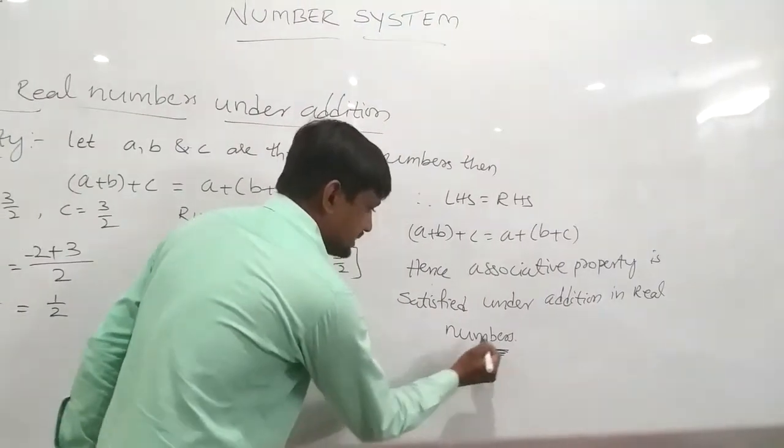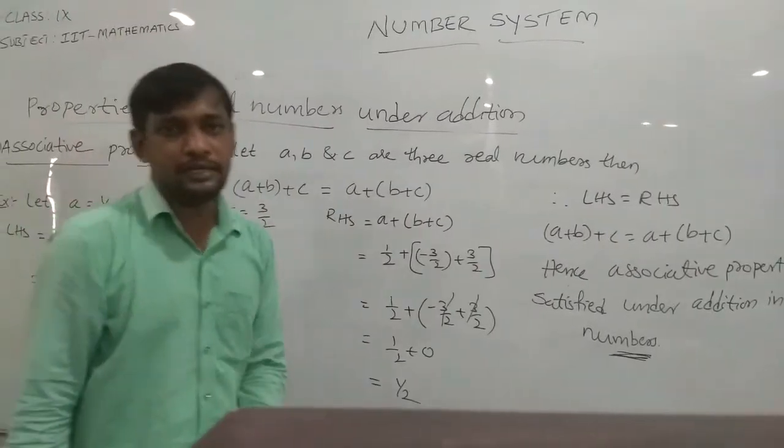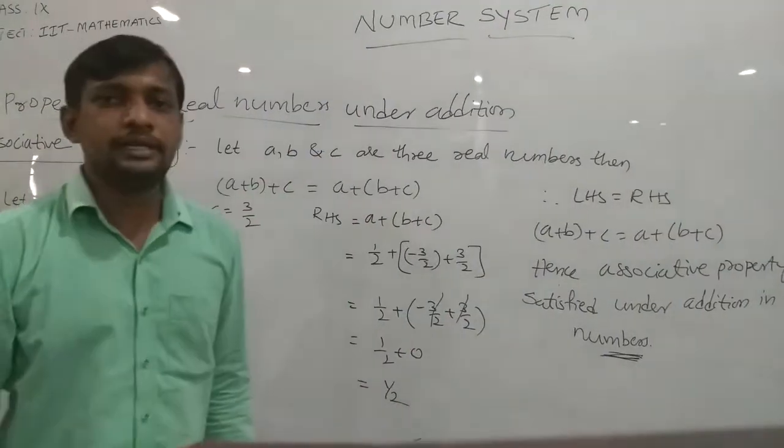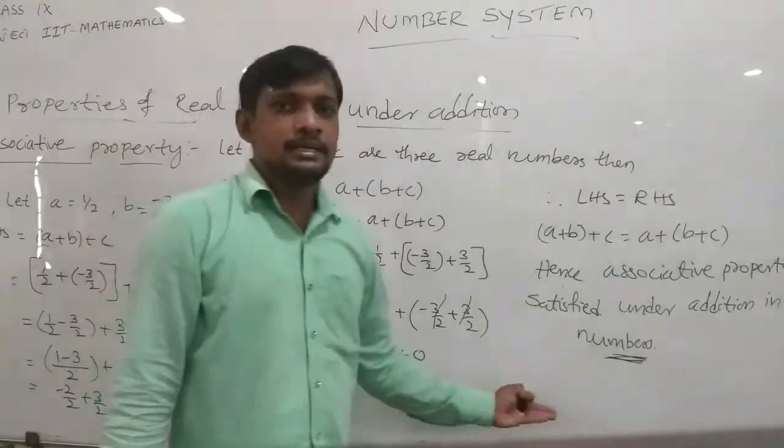So three properties are completed. Closure property is satisfied, commutative property is satisfied, associative property is satisfied.